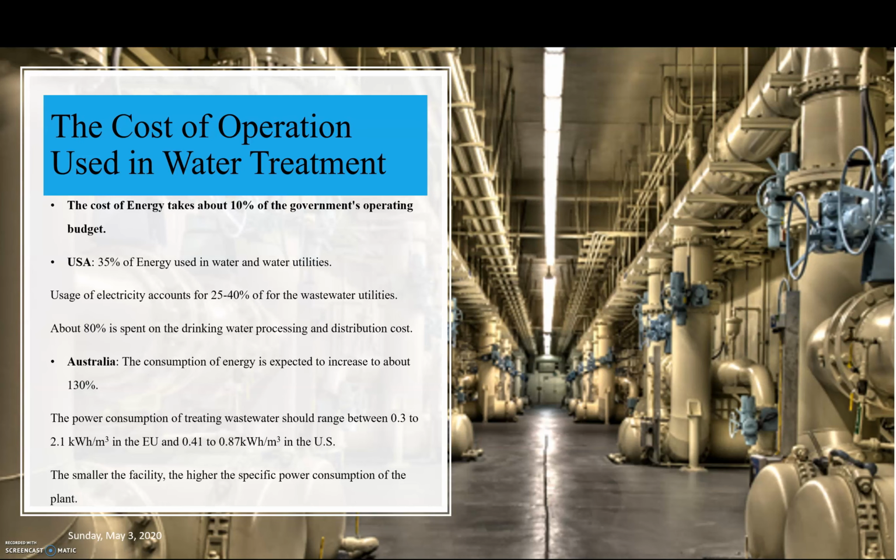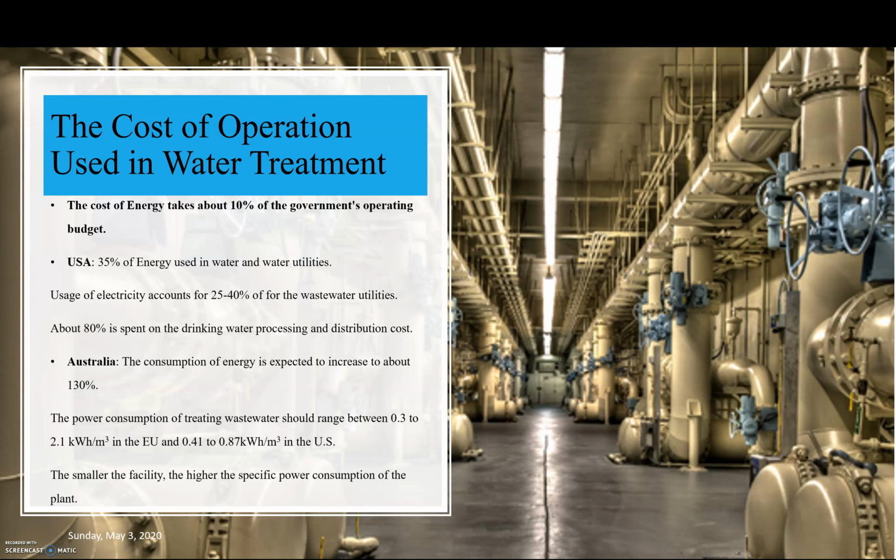For example, in the USA, energy used in water and water utilities accounts for 35% of the energy budget. Usage of electricity in the country accounts for 25 to 40% of the operation budget for the wastewater utilities. About 80% is spent on drinking water processing and distribution costs. Another example, Australia. The energy consumption is expected to increase by about 130% due to the increase of the country's population.